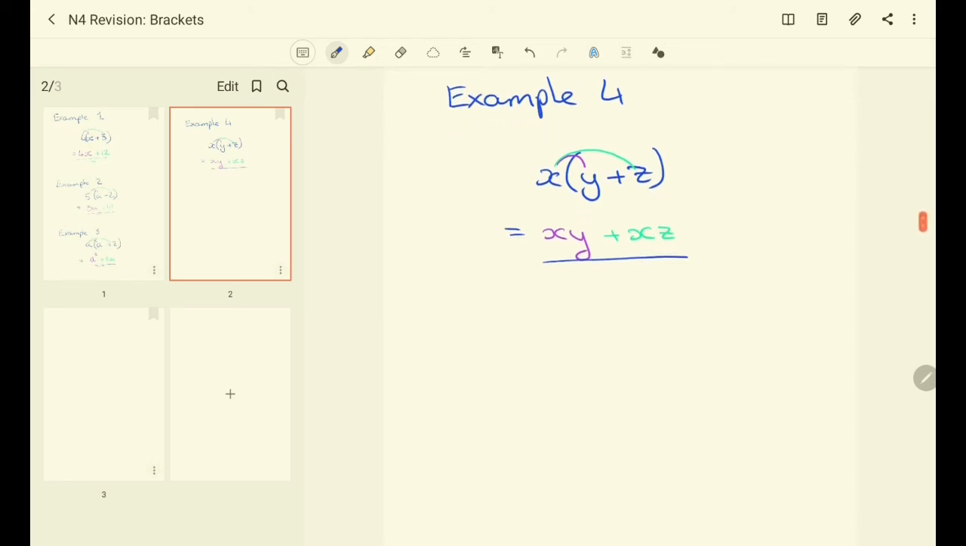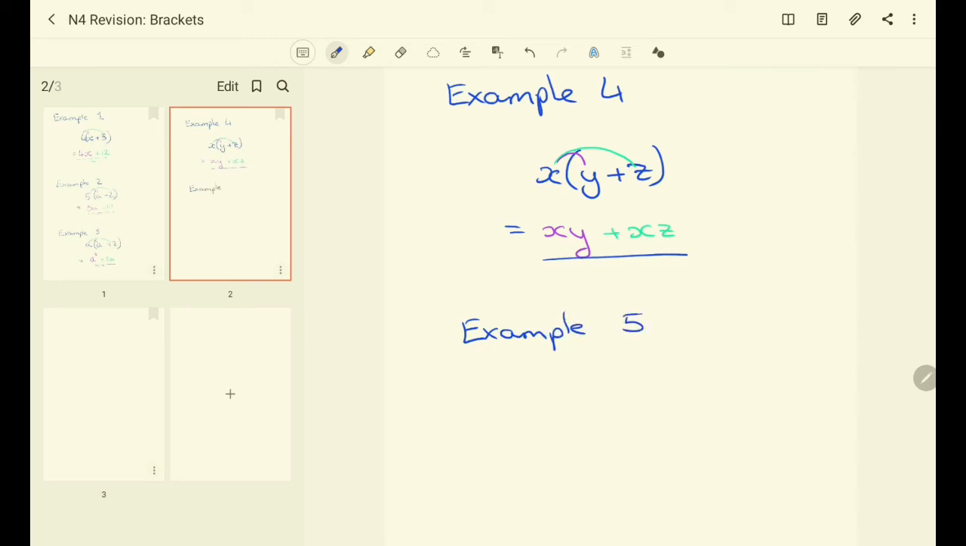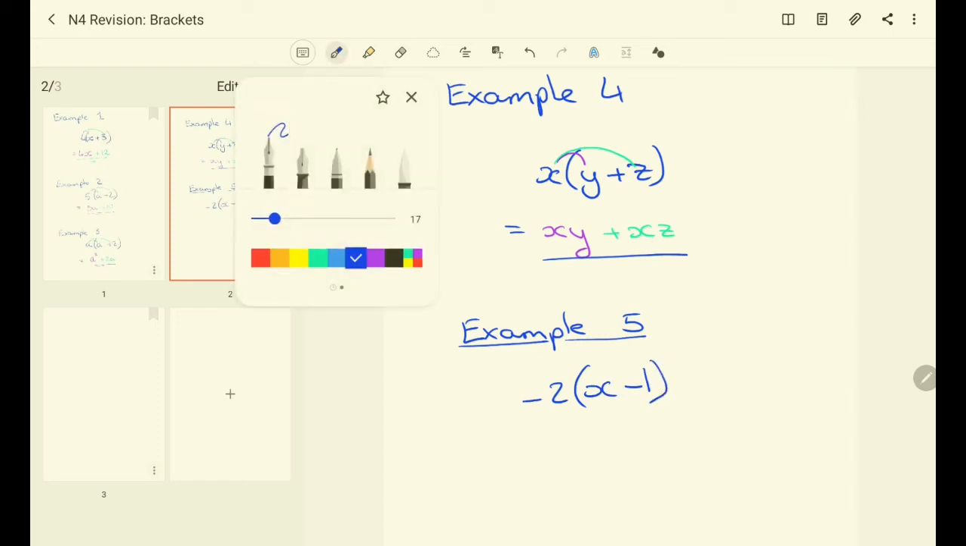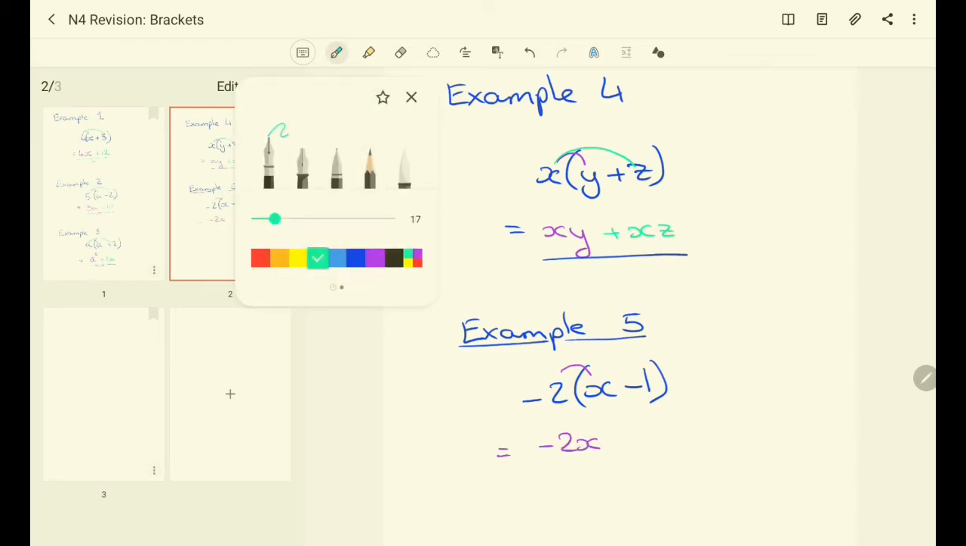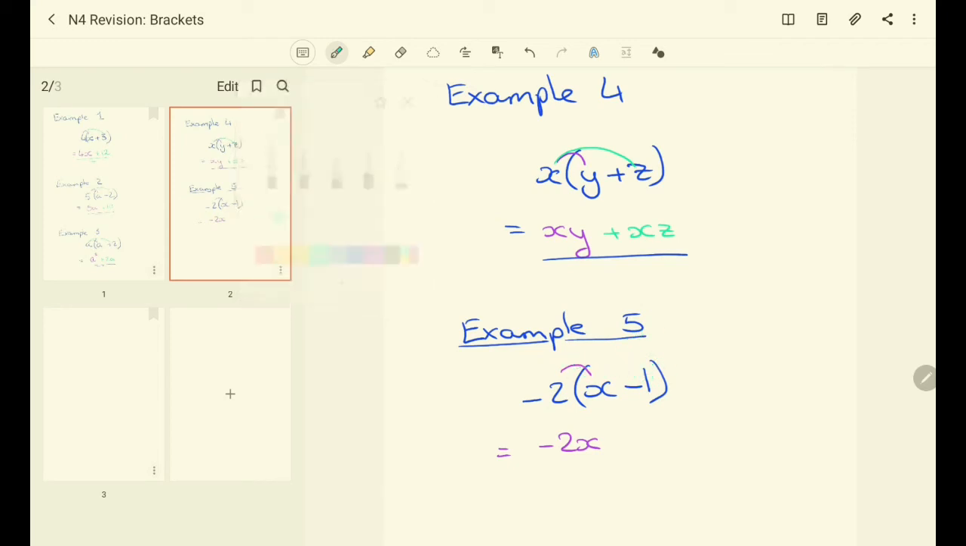Our fifth example is taking this to the next level. And this is much more National 5, knowing how to deal with your negatives. So we are going to have minus 2 bracket x minus 1. We start the same way. We start the same way for all of these problems. We've got minus 2 times x, and that will give us minus 2x. We then are looking at minus 2 times minus 1.